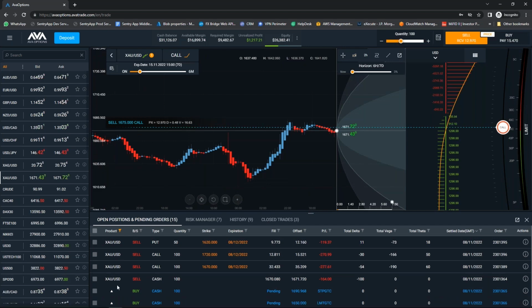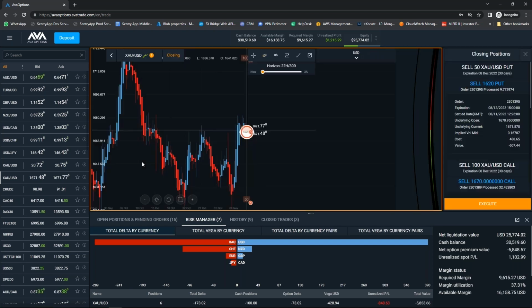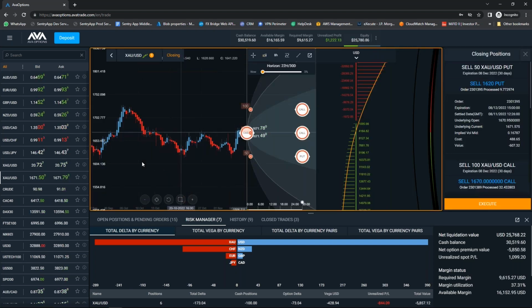Let's go back again here to the risk manager, and I'll click on gold. And you can see what our gold position looks like now. We're short fewer of these puts down below.